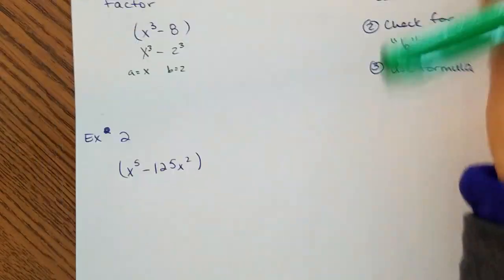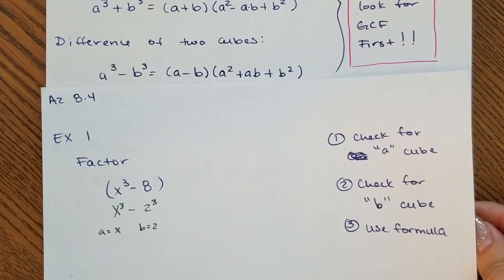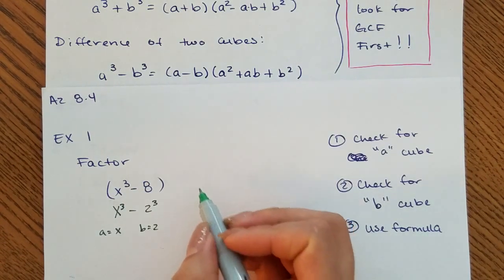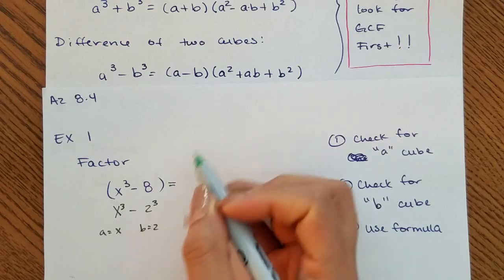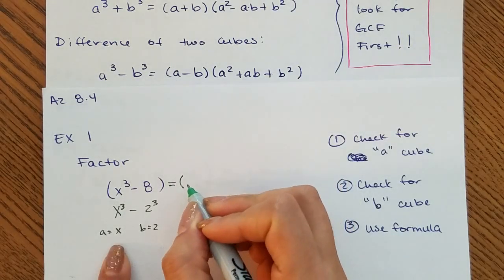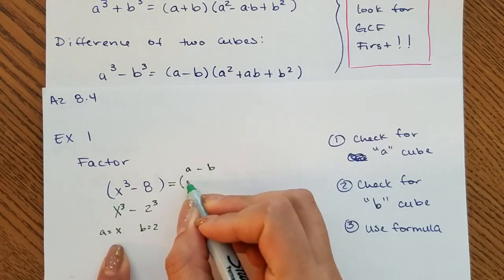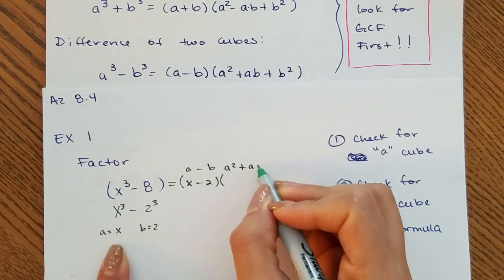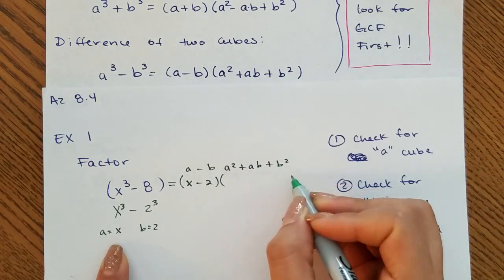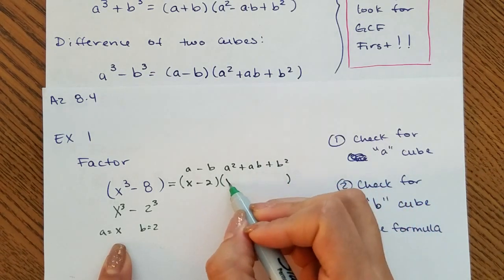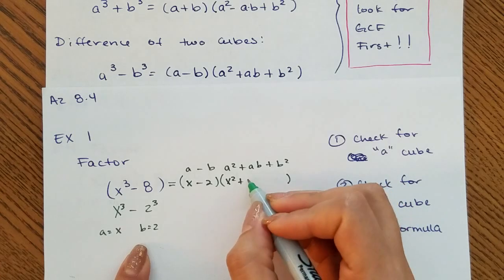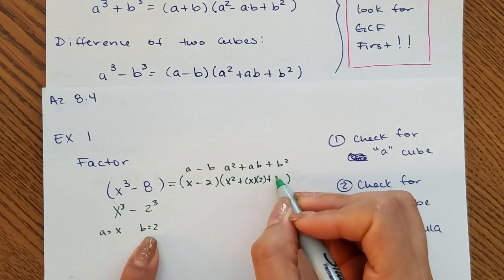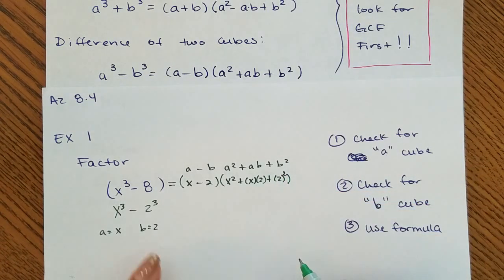So we're using the difference of cubes. How do I know that? Because there's a minus sign right here. And all you're going to do is plug in the values. So that is equal to, the first one will be a minus b, so x minus 2. And then we have a squared plus a times b plus b squared. So we have x squared plus x times 2 plus 2 squared. I just plugged them in.